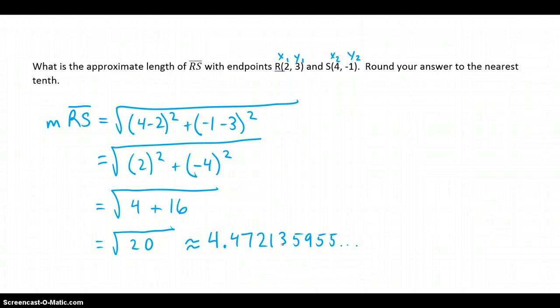It's irrational. My directions say round to the nearest tenth. So to round to the nearest tenth, I need to look at the hundredth place. Tenths, hundredths, thousandths. This is a 7, which tells me make this 4 a 5. So the measure of RS rounded to the tenth is approximately 4.5. The equal sign with the squiggly lines means approximate. It means I'm going to round my answer.